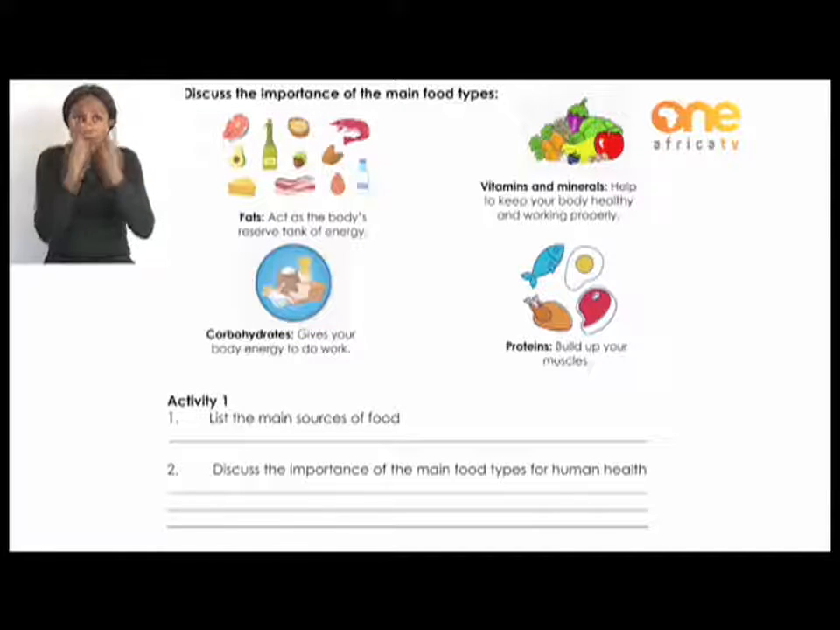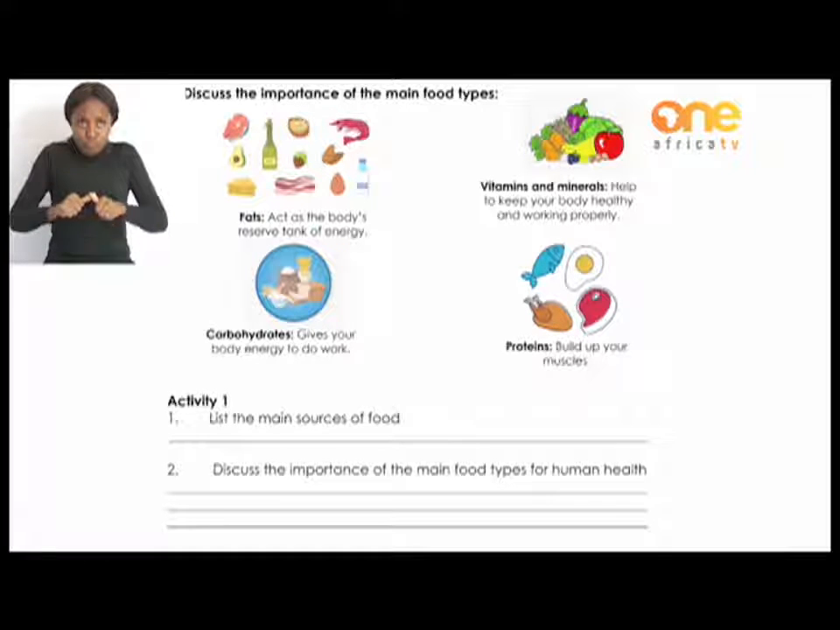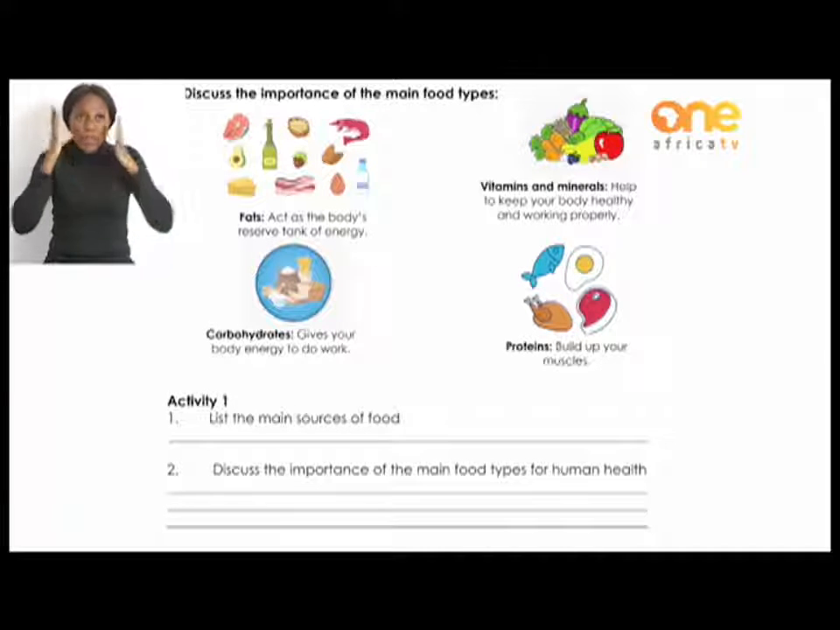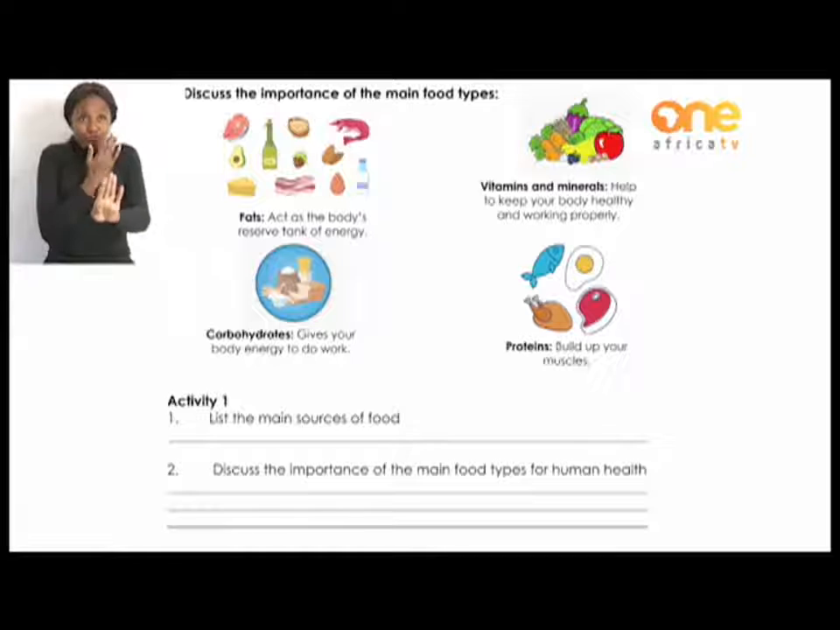Let's move on to the second last one, proteins. So proteins build up your muscles. They repair and replace muscles so that your body can keep on working. Let's say, for example, you have a sports injury. Then proteins will specifically help to repair your muscles. And another thing that is very interesting about proteins is that they make red blood cells that carry oxygen around your body. They also help to fight diseases and heal cuts and wounds.